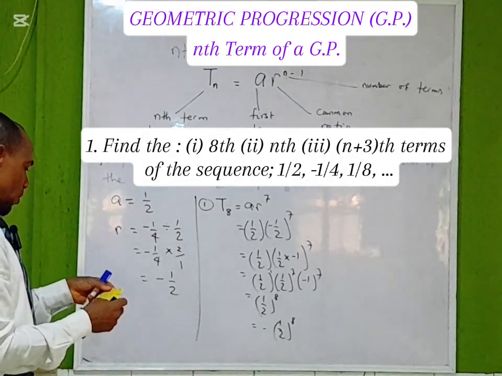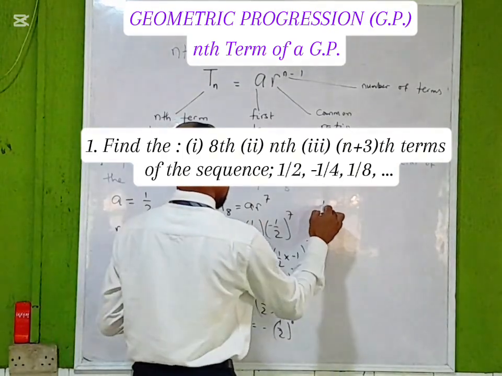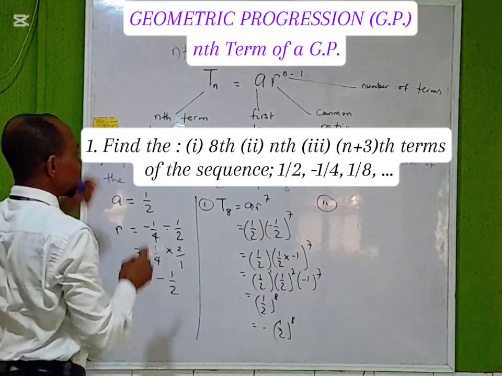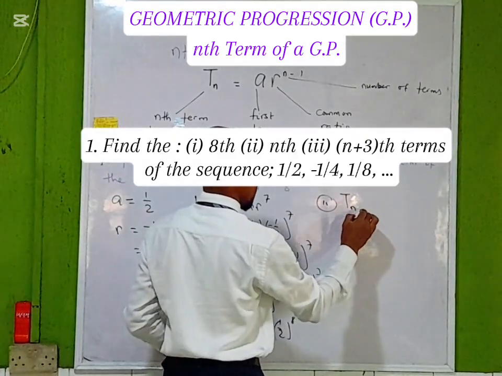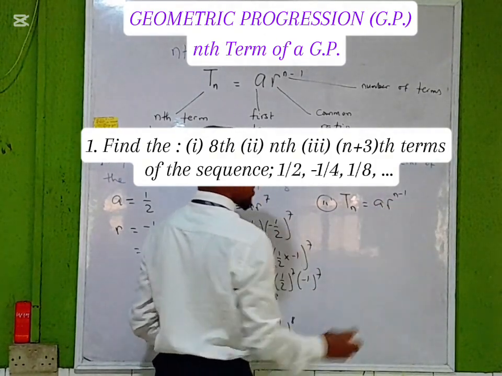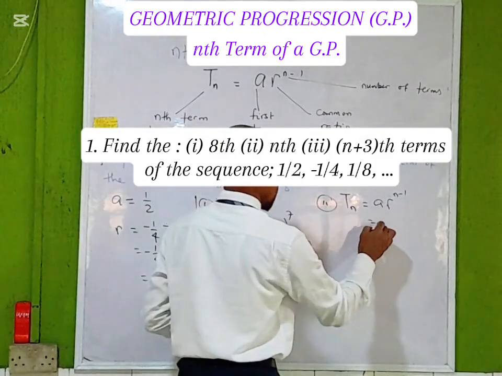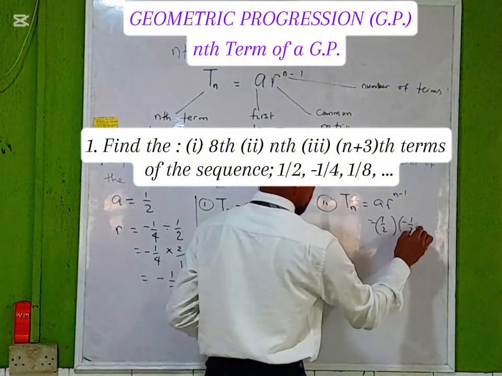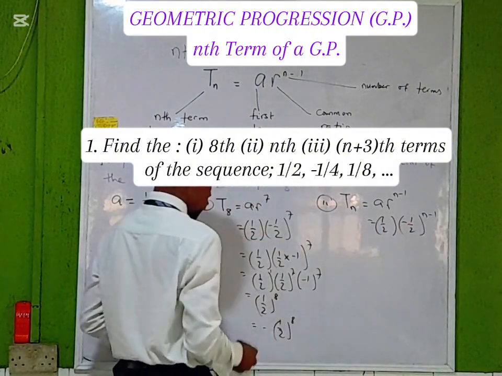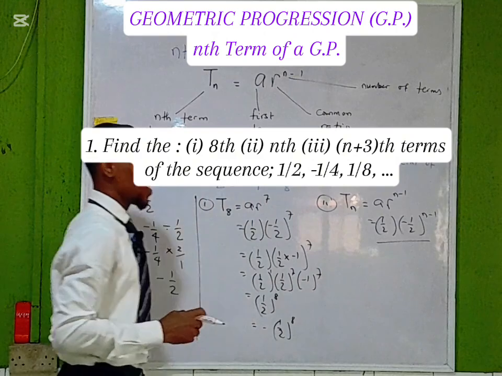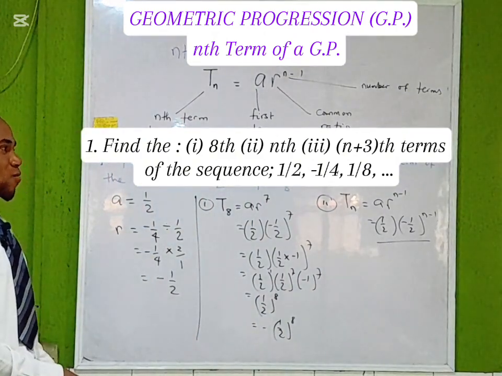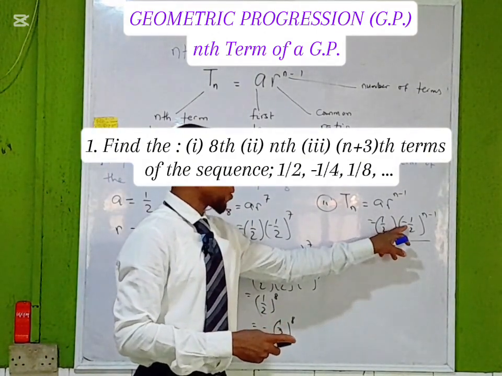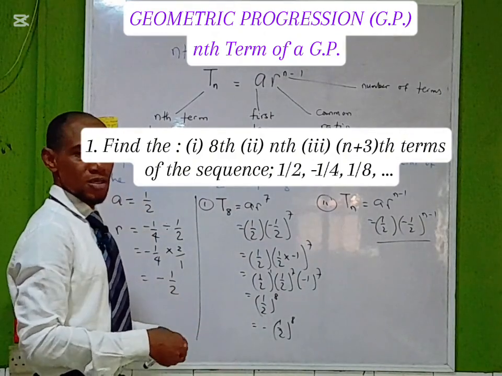That's number 1. Number 2, we have to find the nth term now. For the nth term, n remains n in the formula. So you have Tn equals AR^(n-1), A being 1/2 and R being minus 1/2. So we have 1/2 times minus 1/2 raised to power n minus 1. To avoid any technicalities here, we leave that as the answer. Note again that if they are the same, maybe minus here as well, or they are both positive, you can easily apply the law of indices.